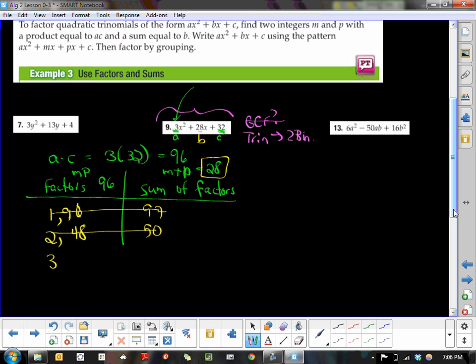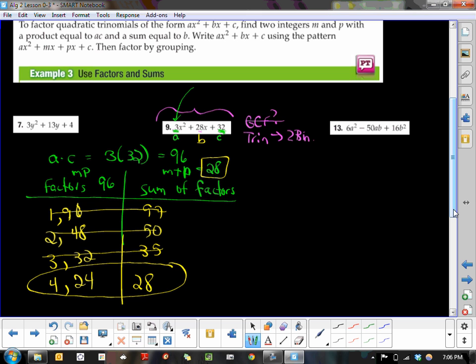3 goes into 96 evenly. We know that's 32. We just saw that. But 3 and 32 is 35. That's not the pair that we want. 4 goes into 96. 4 goes into 9 twice, with 1 left over, 4 goes into 16 4 times, and 4 and 24 is 28. So now I've reached a combination in which I can get a product of 96 and a sum of 28, so now I know what my factors are.